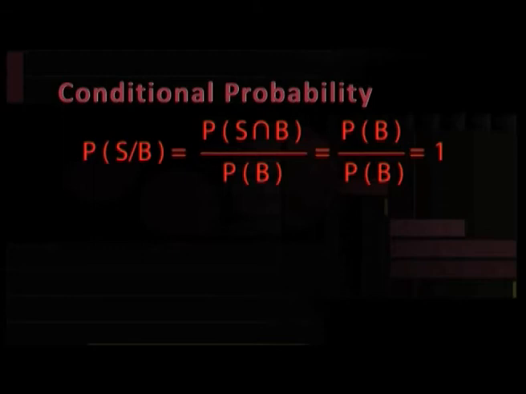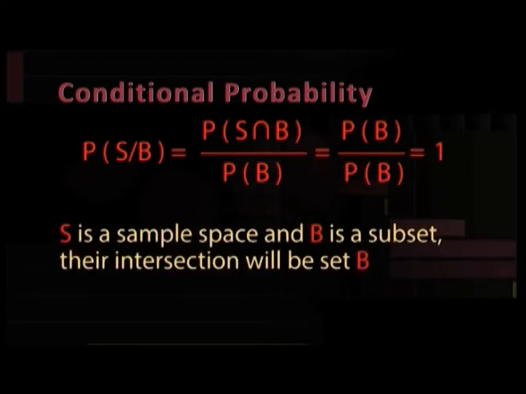Considering the left hand side and replacing A by S in the second condition mentioned above, we get probability of S given B is equal to probability of S intersection B divided by probability of B, which is equal to probability of B divided by probability of B, which is equal to 1. Since S is a sample space and B is a subset, their intersection will be set B.